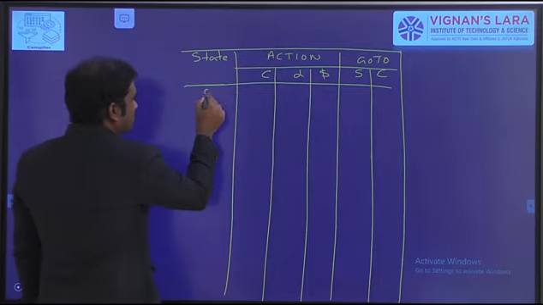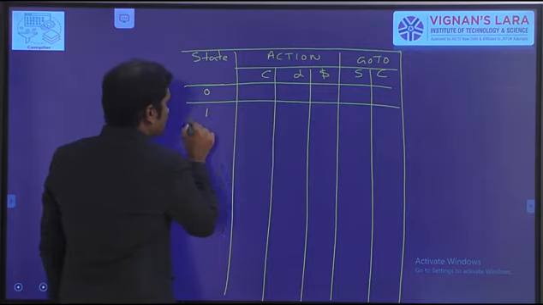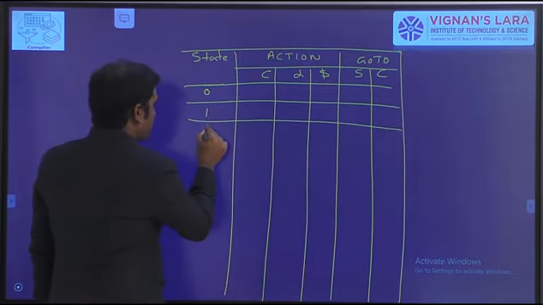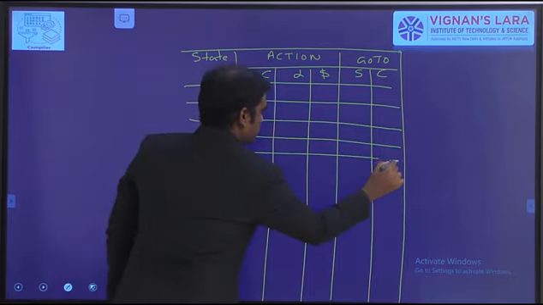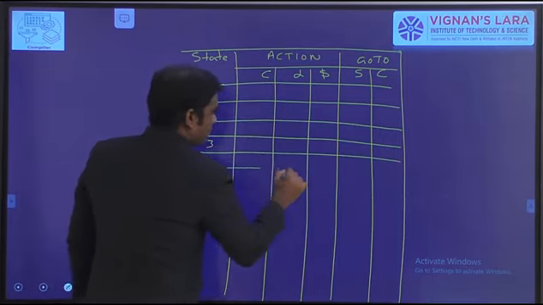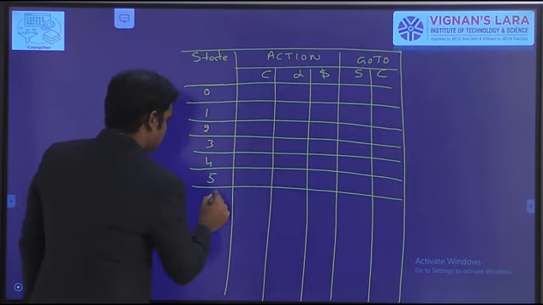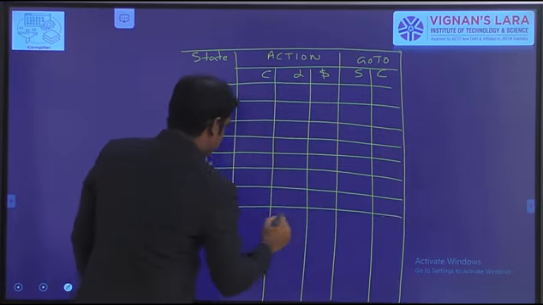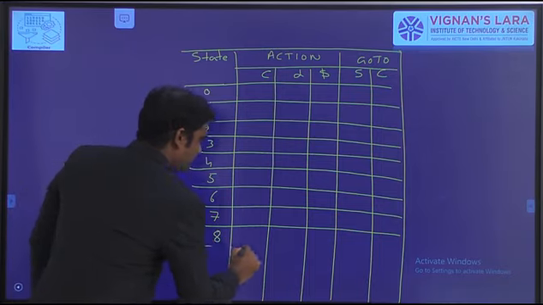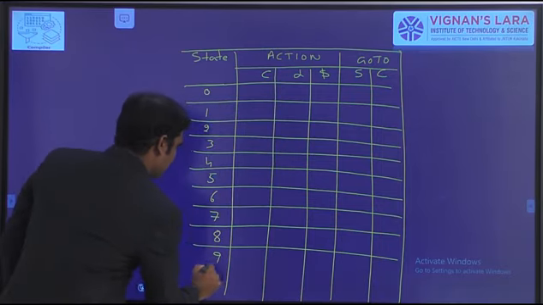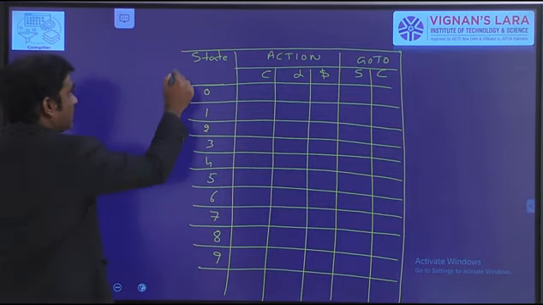So it starts with 0. So 0, 1, 3, 4, 5, 6, 7, 8, and 9. So total 10 states, 0 to 9.